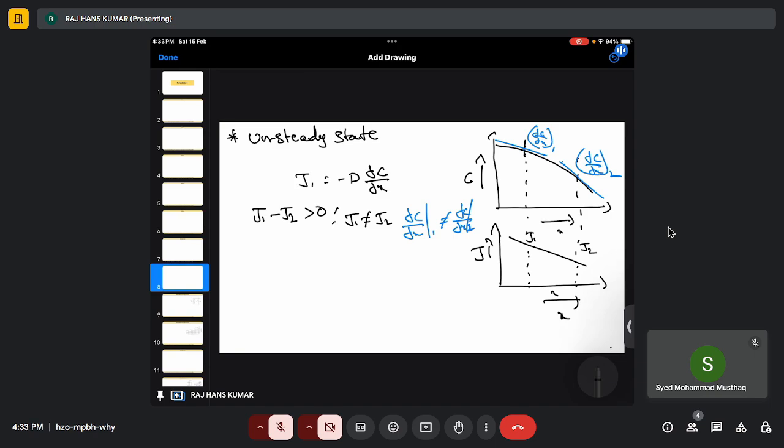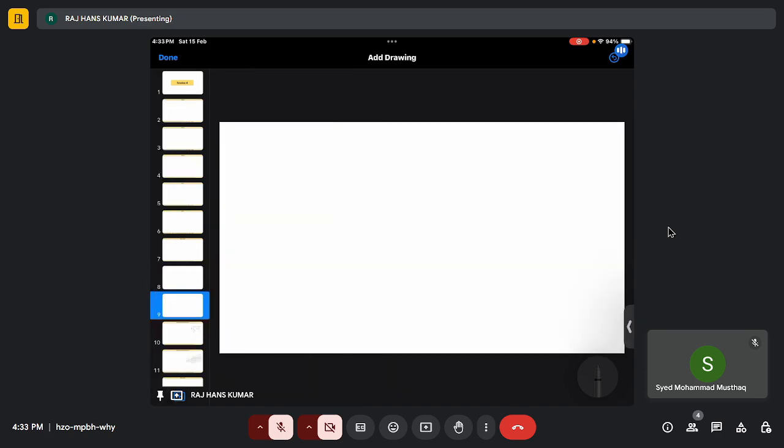So for example, y equals x square. Let's just assume the concentration is changing with respect to x as y equals x square, right? So let's say this is my plot, this is my concentration versus x. Okay. Now, what is my ∂c/∂x at this point? Point 1 and point 2.